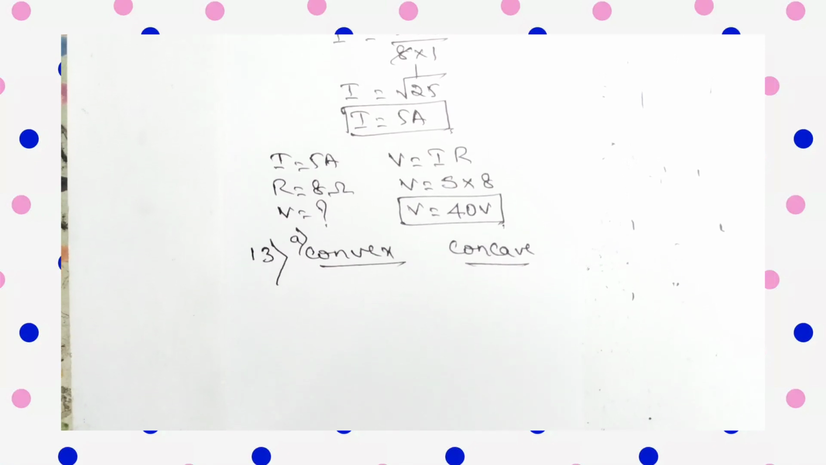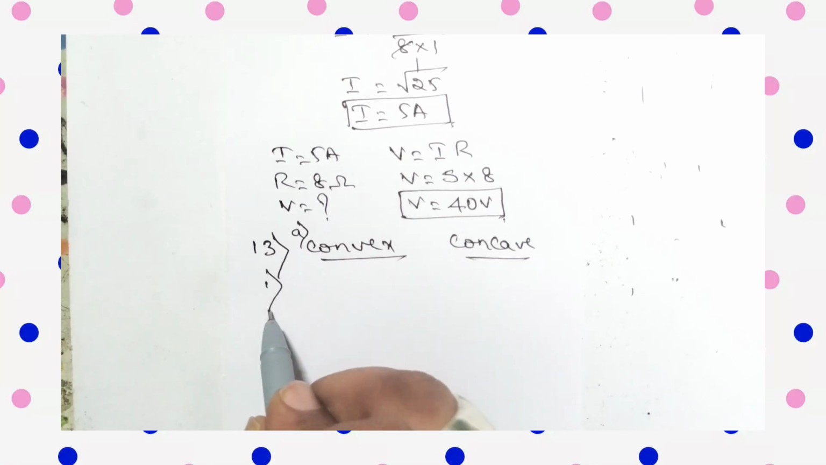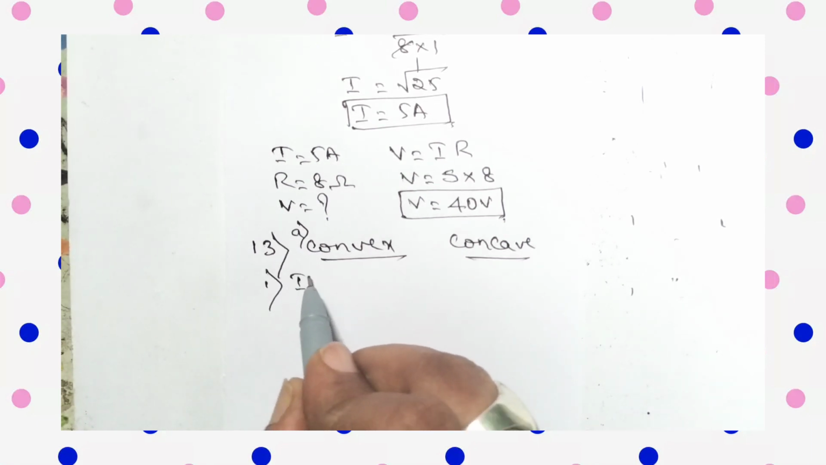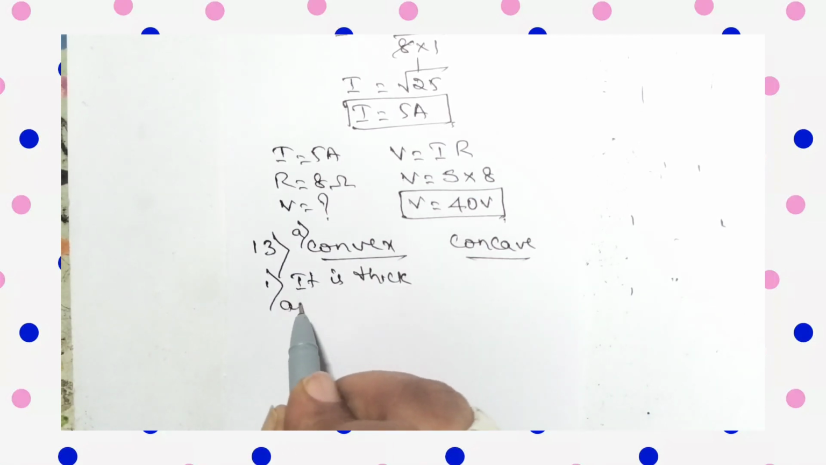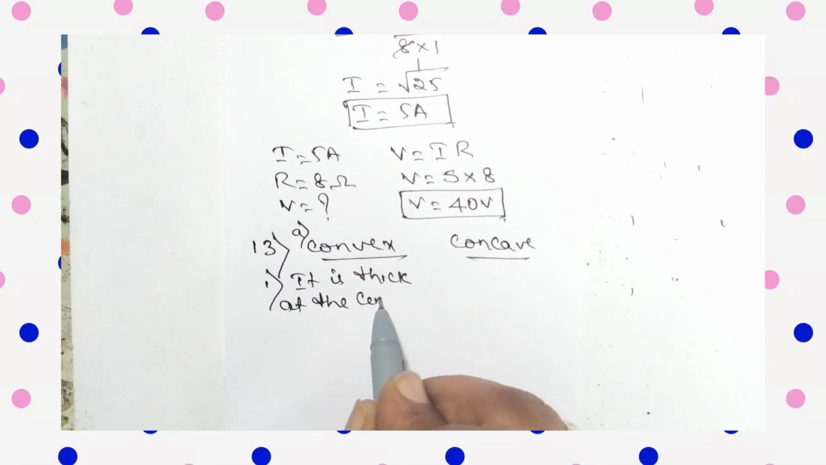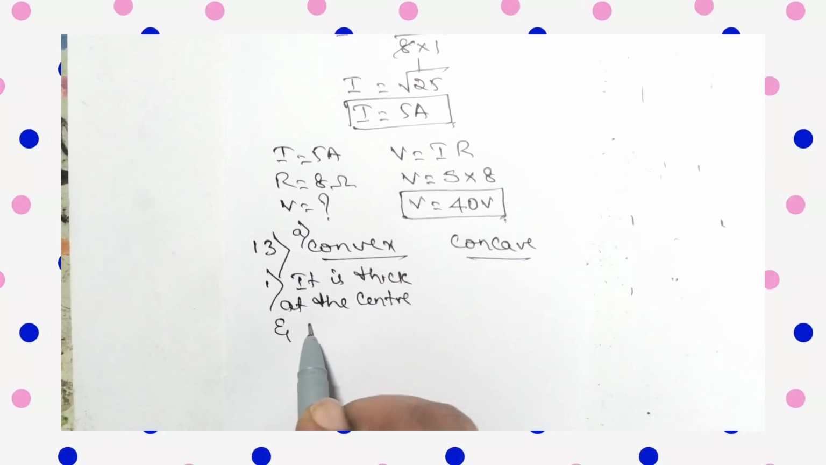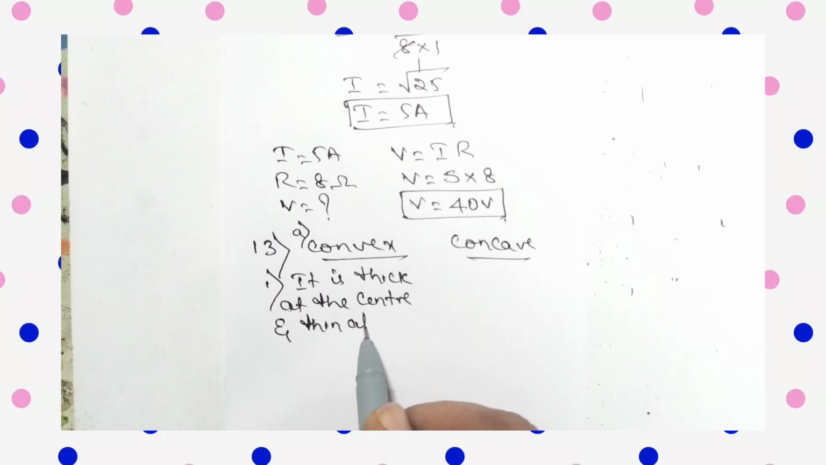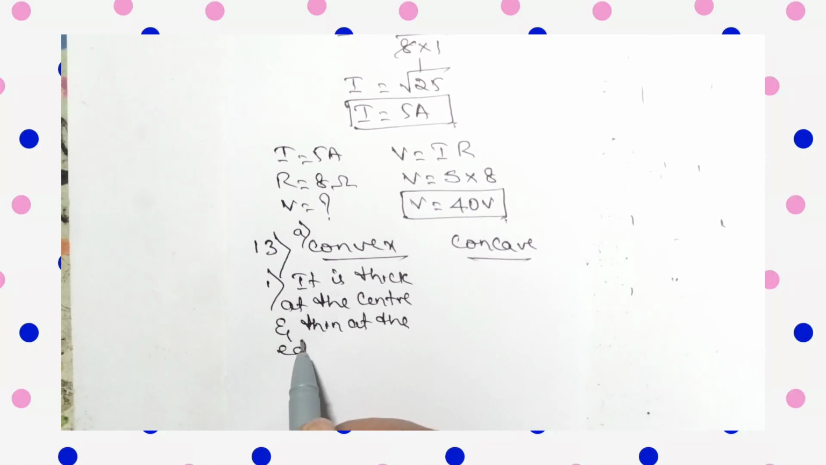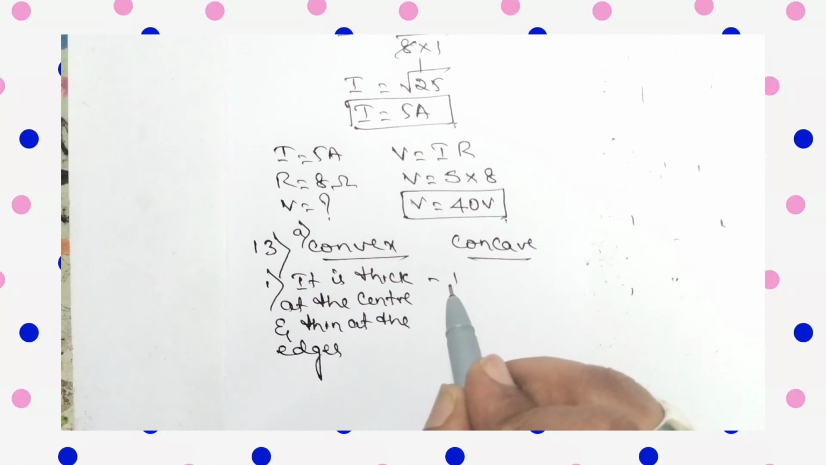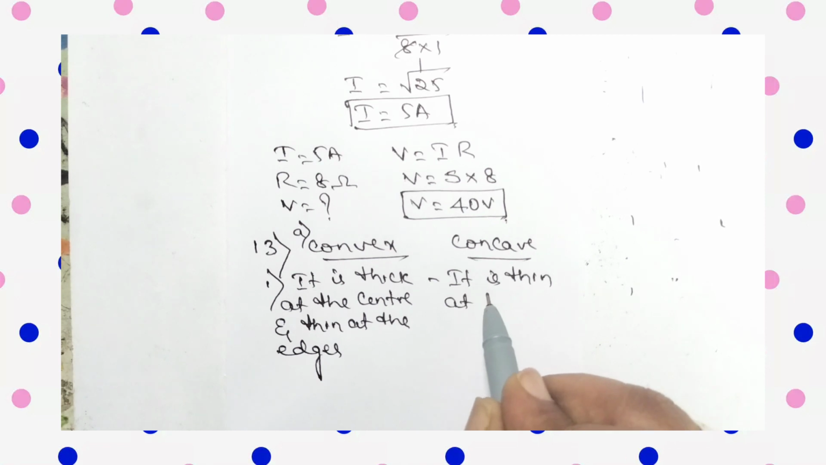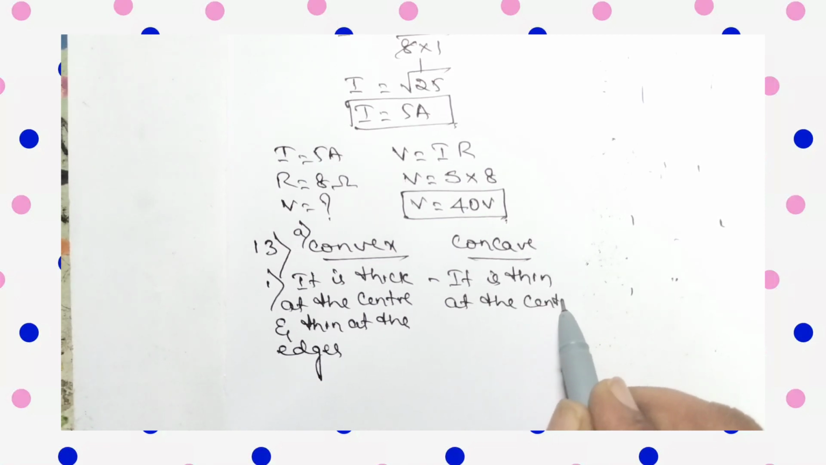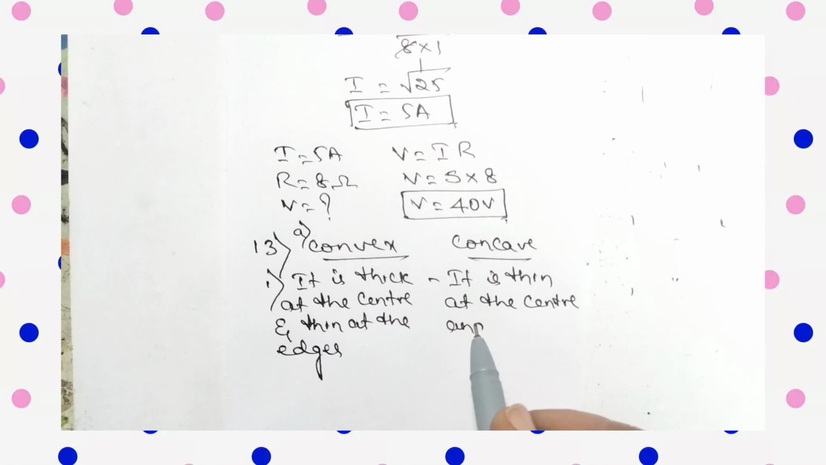So first difference. Convex lens: it is thick at the center and thin at the edges. Now concave: it is thin at the center and thick at the edges.